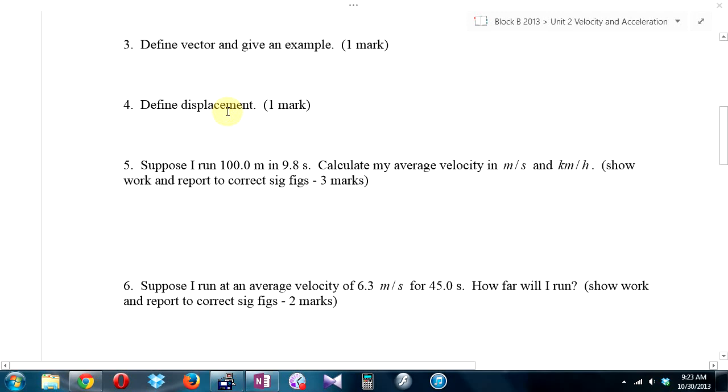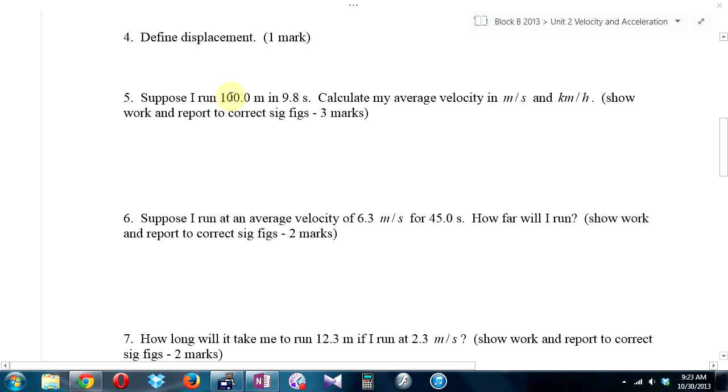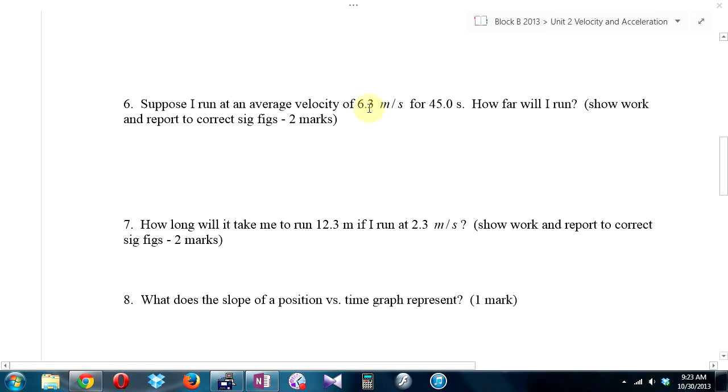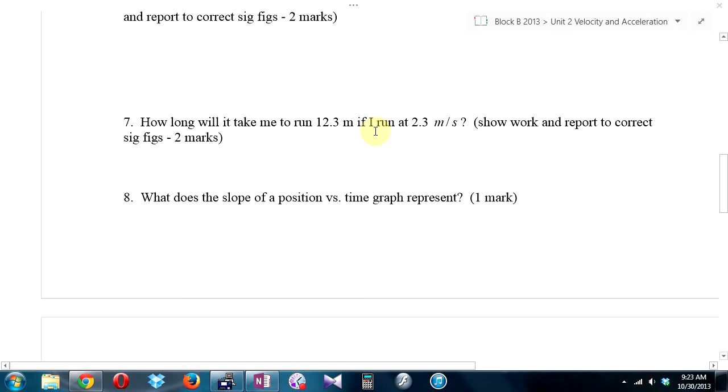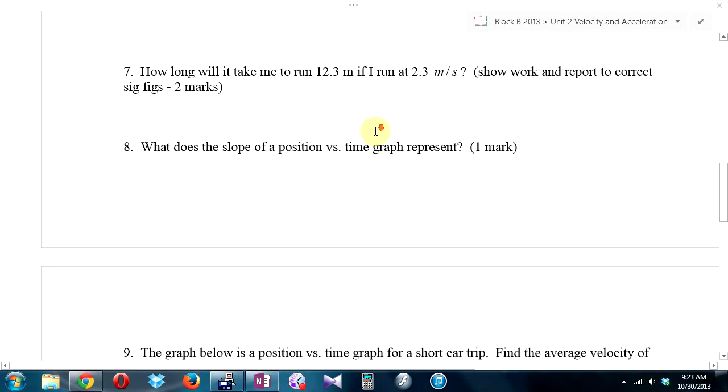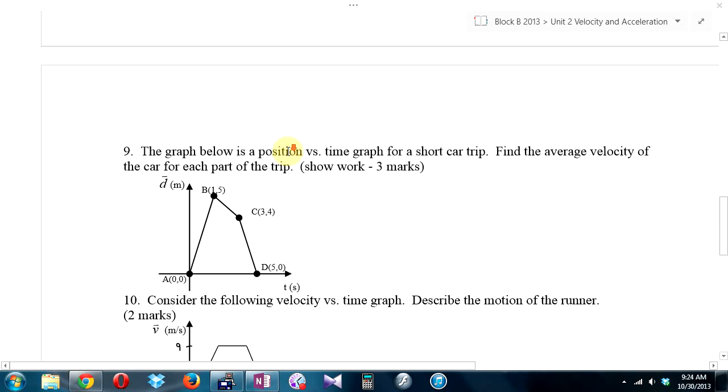Define displacement. Suppose I run 100 meters in 9.8 seconds, get my average velocity in meters per second, and then convert it to kilometers per hour. Suppose I run an average velocity of 6.3 meters per second for 45 seconds. How far will I run? So no acceleration. How long? Hey, that sounds like a time question. What does the slope of a position versus time graph represent? You might have a physics teacher who occasionally went on a rant about that. Turn the page over.